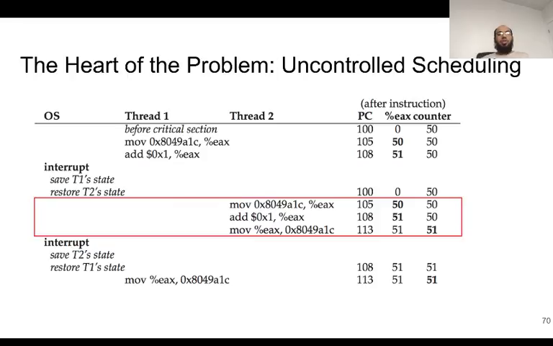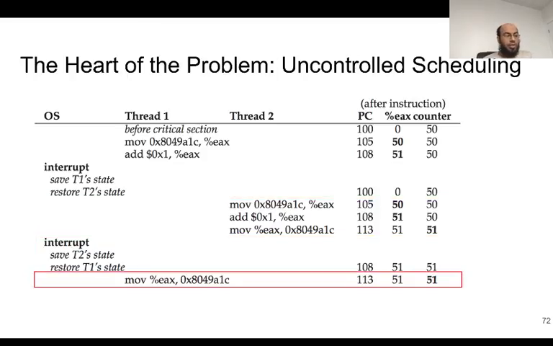Okay, so now with this, you probably understand that 2 actual iterations resulted in just adding 1. And this is what we call a race condition.